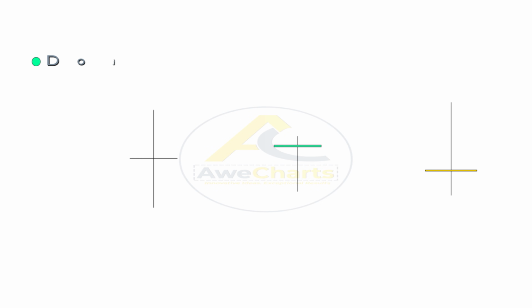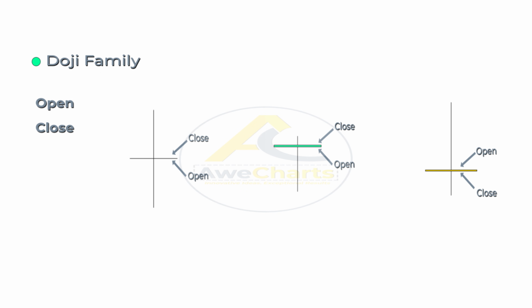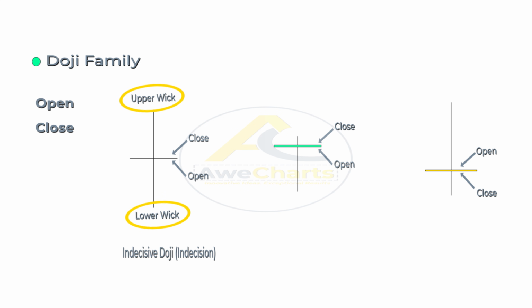Number 2, the Doji candle family. The Doji candle family has one thing in common. The candle opens and closes at almost the same price level. Number 1 of the Doji family is the indecision Doji. Open and close at almost the same price, and the upper and lower wicks are almost the same length or height. This means the market is confused. Don't trade on this alone.